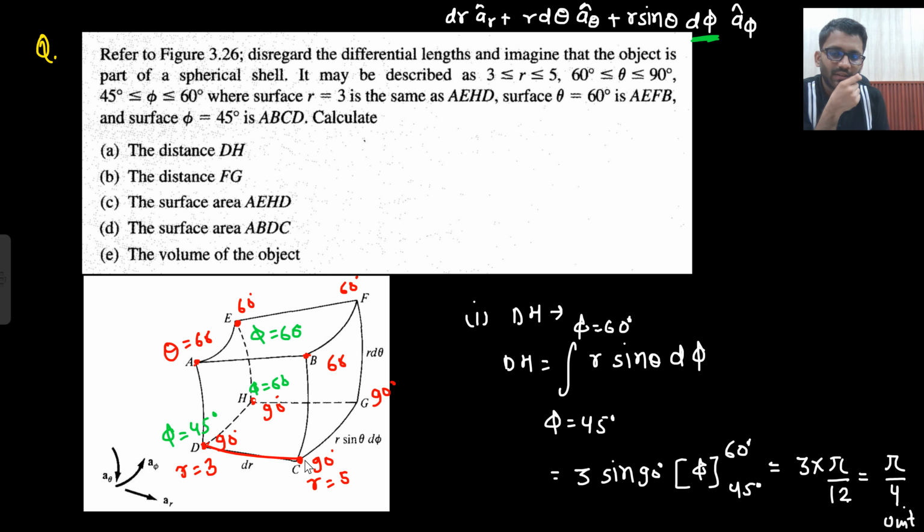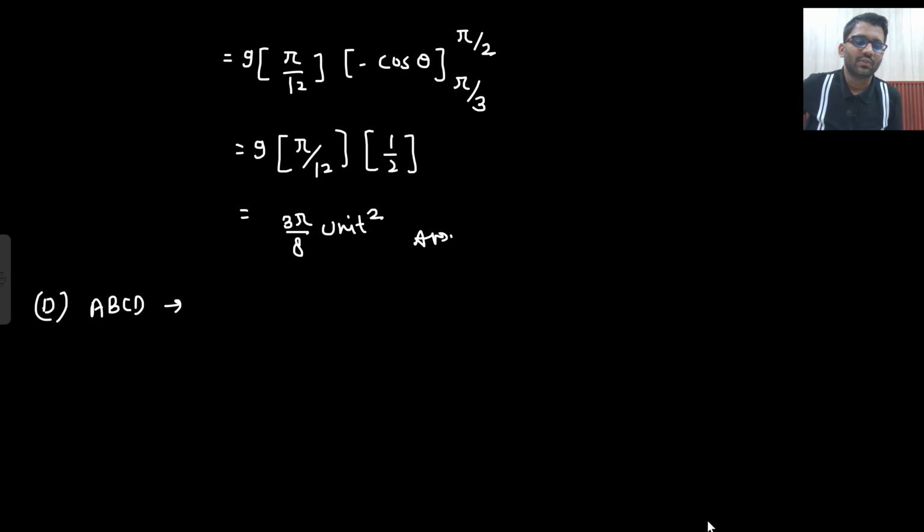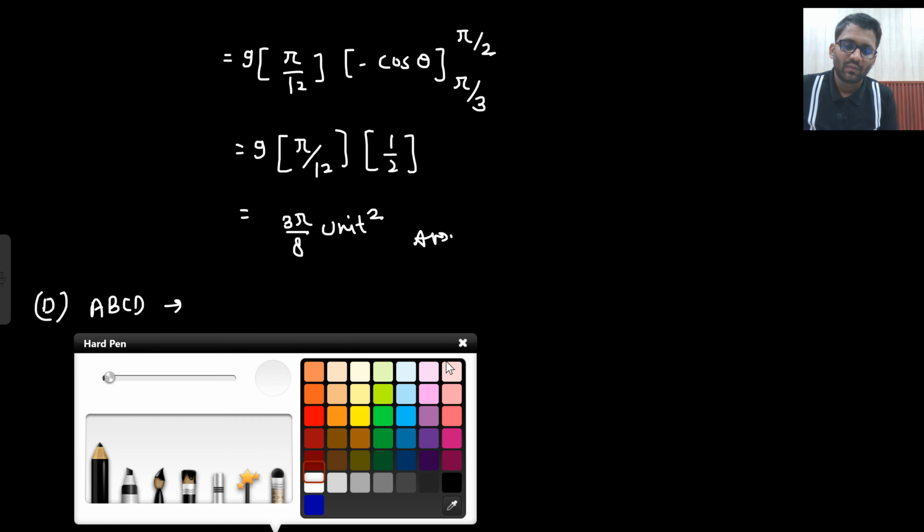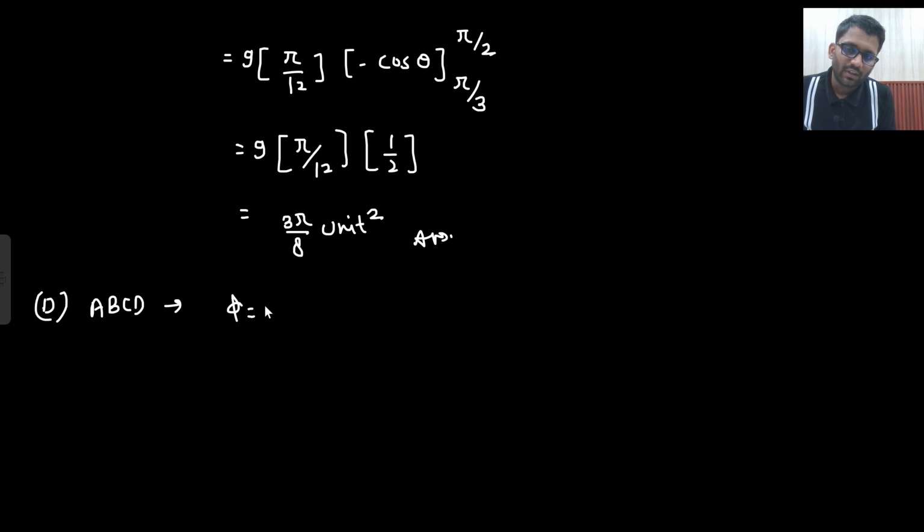Here r is changing, and what is changing in this direction? Here theta is 90 degree, here it is 60 degree, so theta is also changing. So what is constant? Phi is constant on this particular plane, that is phi equals 45 degree. So the equation of this plane is phi equals 45 degree, or I should write pi by 4. So here what will be the unit vector? A phi cap, the perpendicular unit vector.